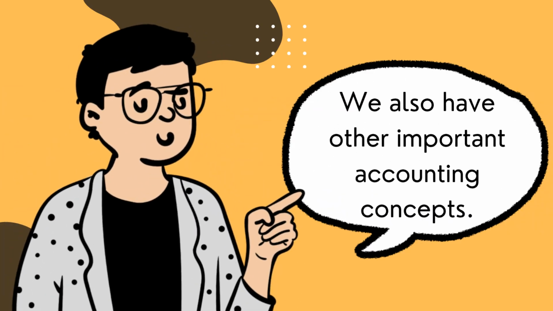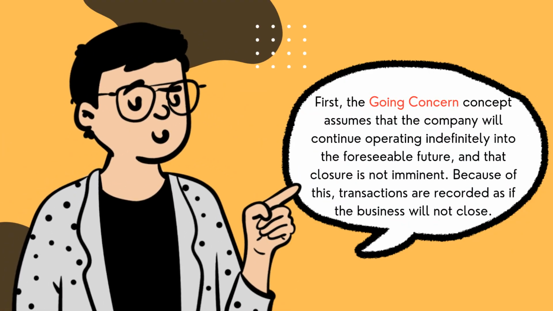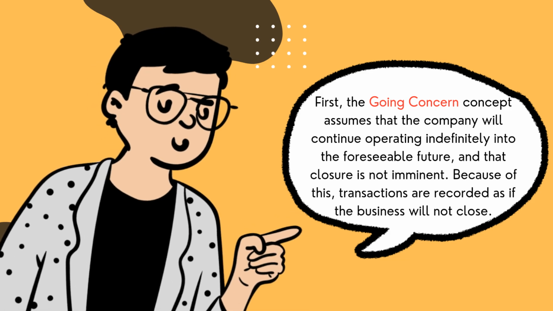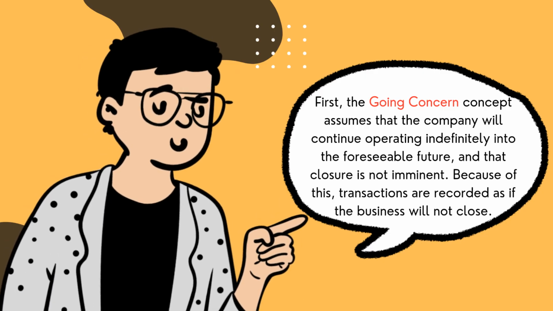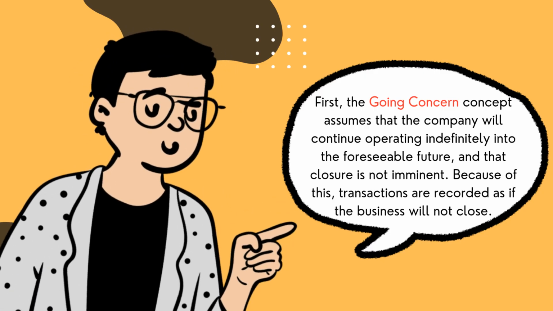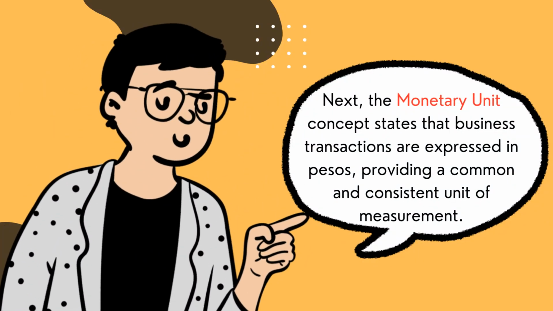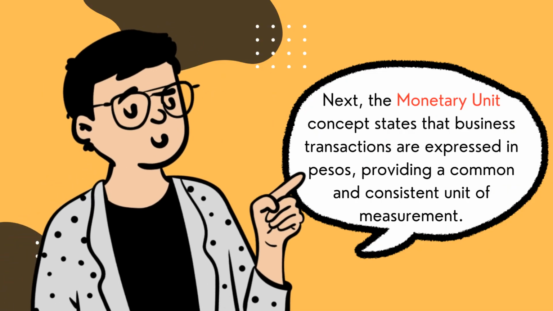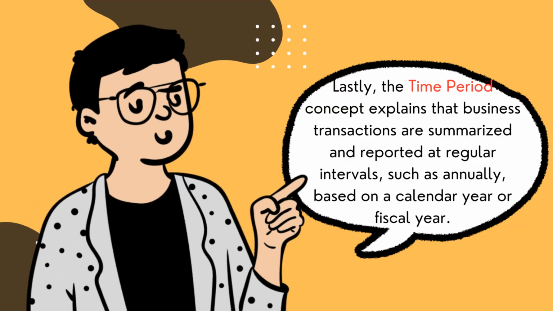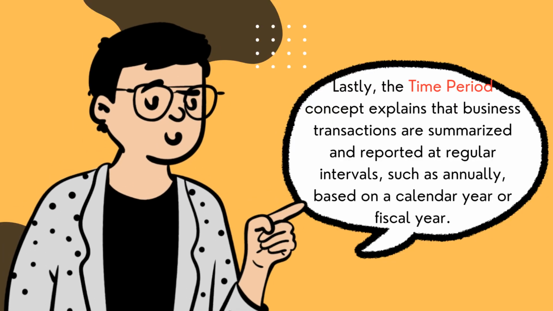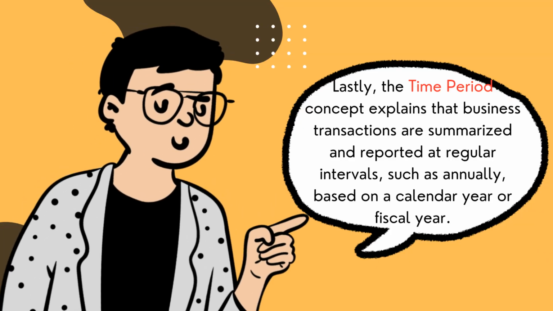We also have other important accounting concepts. First, the going concern concept assumes that the company will continue operating indefinitely into the foreseeable future, and that closure is not imminent. Because of this, transactions are recorded as if the business will not close. Next, the monetary unit concept states that business transactions are expressed in pesos, providing a common and consistent unit of measurement. Lastly, the time period concept explains that business transactions are summarized and reported at regular intervals, such as annually, based on a calendar year or fiscal year.